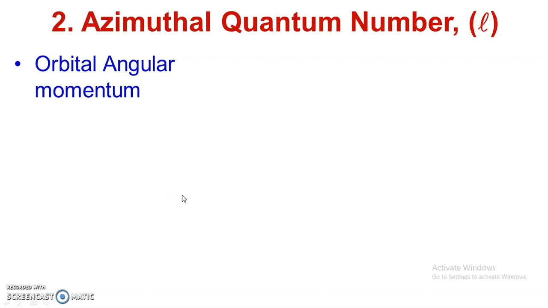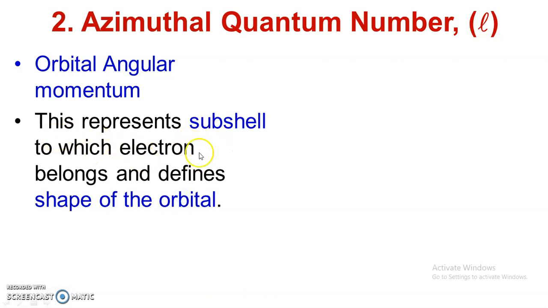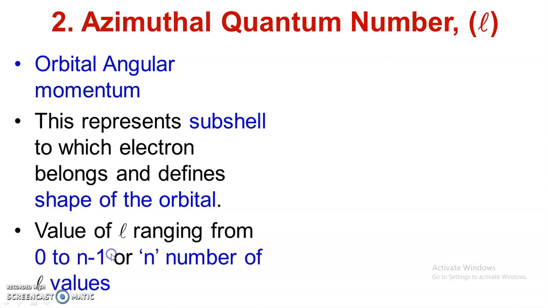Actually, in shell there are subshells like S, P, D, F. S subshell is spherically symmetrical. P is dumbbell shape. D is double dumbbell shape, and F subshell has 3-dimensional complicated structure. So this quantum number, azimuthal quantum number, gives information about the subshells present in the shells. So it represents the subshell to which electron belongs and defines the shape of the subshell.